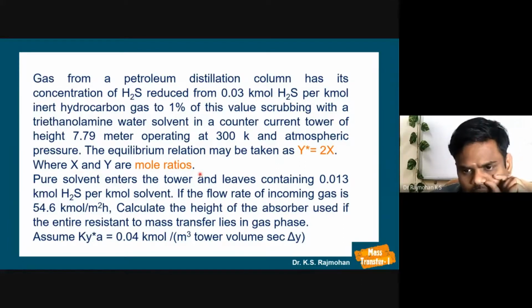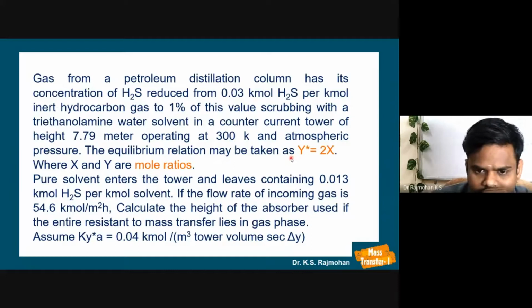See, in the previous problem, the equilibrium Henry's law relationship was given as small y and small x. Here it is given as capital Y and capital X, so we will solve this problem in terms of capital X and capital Y, that is, mole ratios. Here pure solvent enters the tower and leaves containing 0.013 kilomoles of H2S per kilomole solvent. If the flow rate of incoming gas is 54.6 kilomoles per meter square hour, calculate the height of the absorber used if the entire resistance to mass transfer lies in the gas phase.